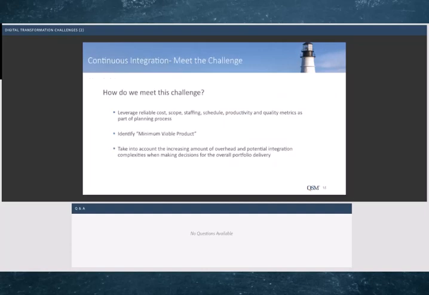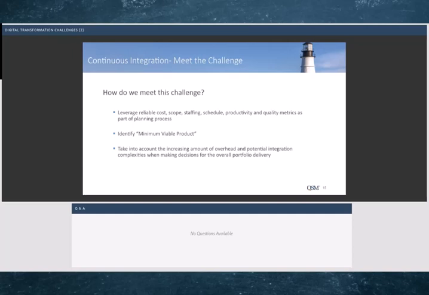How do we meet this challenge? I'd say number 1 is measure effectively. We want to measure the cost, scope, staffing, schedule, and quality. We want to use metrics as a part of our planning process. And I can tell you there are so many people that don't. A lot of people don't focus on the project and release level. They start off in a bottom-up way where they're trying to figure out how many hours each person is going to work.